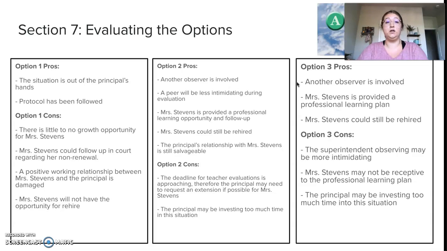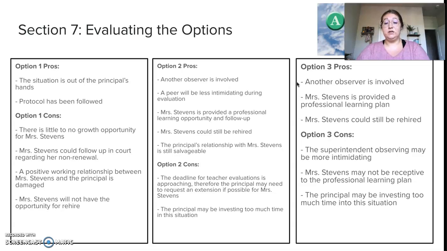Option 2 pros include another observer is involved and a peer will be less intimidating during evaluation. Mrs. Stevens is provided a professional learning opportunity and follow-up. Mrs. Stevens could still be rehired. The principal's relationship with Mrs. Stevens is salvageable. And then option 2 cons: the deadline for teacher evaluations is approaching, therefore the principal may need to request an extension if possible for Mrs. Stevens. And the principal may be investing too much time into this situation.